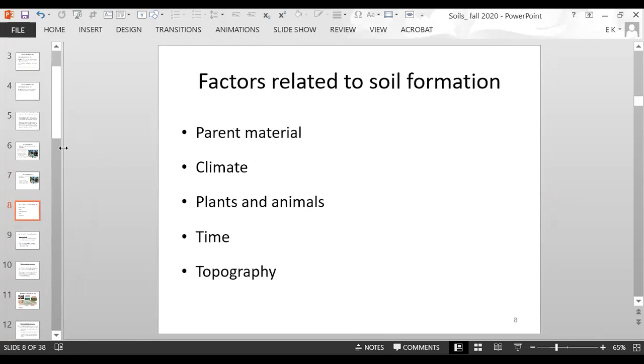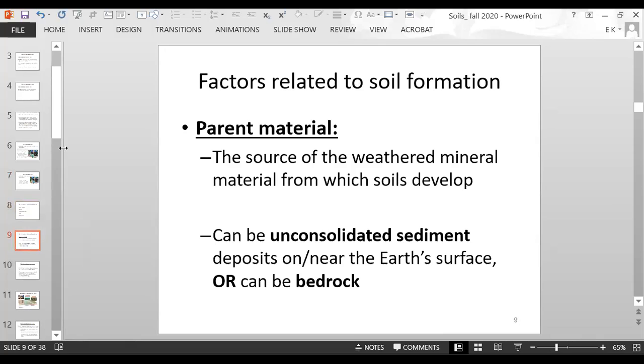Now, when it comes to soil formation, there are different factors involved that will affect the type of soil we get, the thickness of the soil, and the fertility of the soil. Different properties of the soil are all related to these five factors: the parent material, the climate, plants and animals, time, and topography. So I will go down that list and we're going to go into more detail about each of those factors.